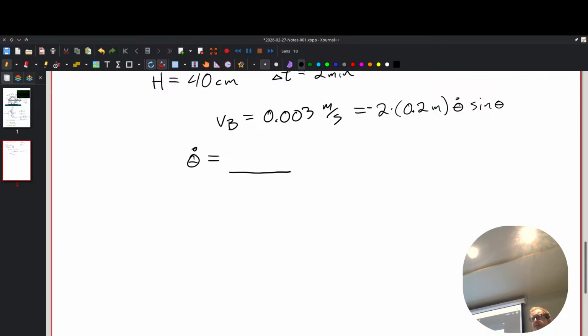So how fast is this thing rotating if we have a constant kind of speed like this? Shouldn't it be constant as well? What do we think? Constant speed up, so theta dot is a constant.